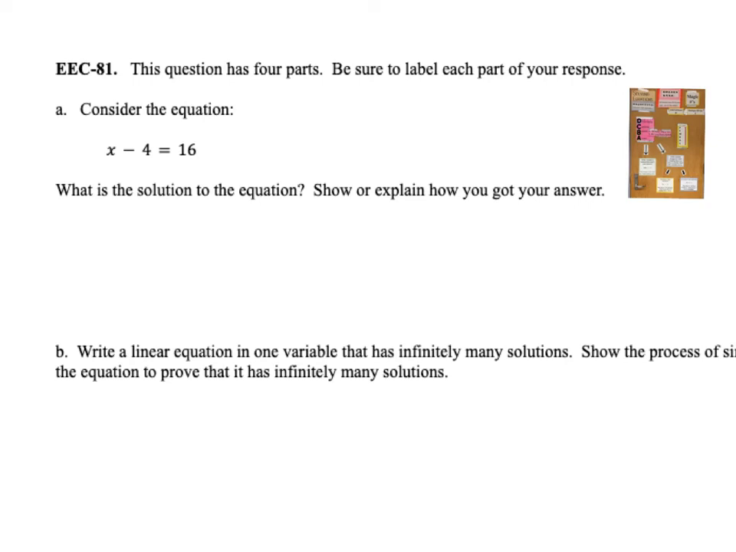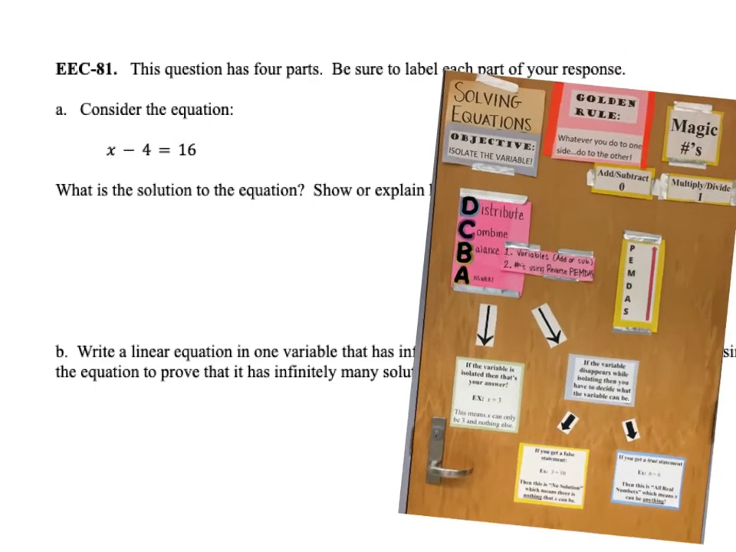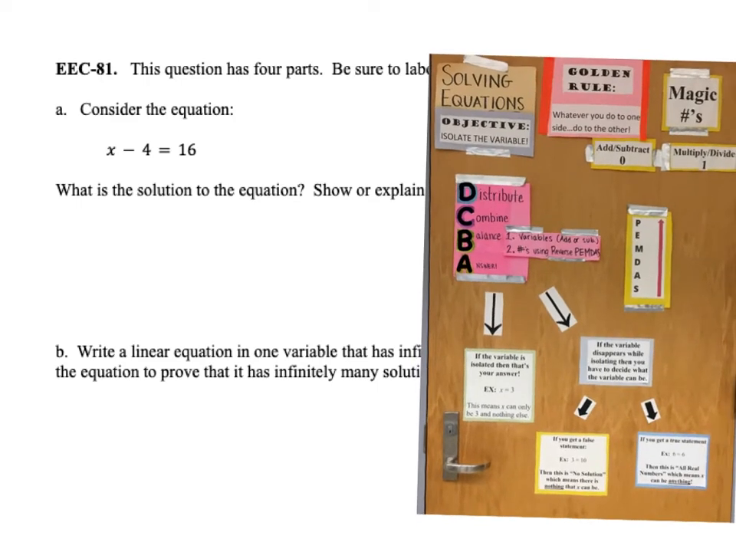So on question 81, we're asked to answer 4 different parts involving solving equations. So for the first equation, x minus 4 equals 16. Hopefully this is a pretty simple equation to solve. The first thing we want to remember is that anytime we're solving an equation, our objective is to isolate the variable.